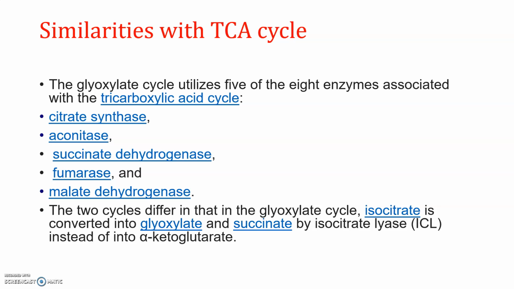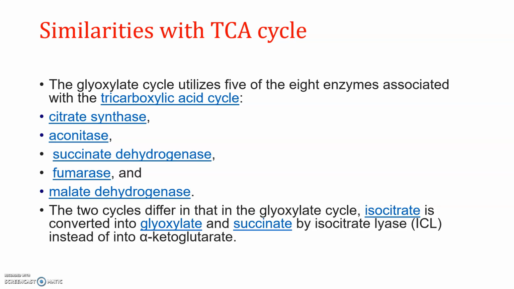Similarities with the TCA cycle. The glyoxylate cycle, first of all, utilizes 5 of the 8 enzymes associated with the tricarboxylic acid cycle. First one, citrate synthase, then aconitase, succinate dehydrogenase, fumarase and malate dehydrogenase. So these are the enzymes associated with the TCA cycle which the glyoxylate cycle utilizes.